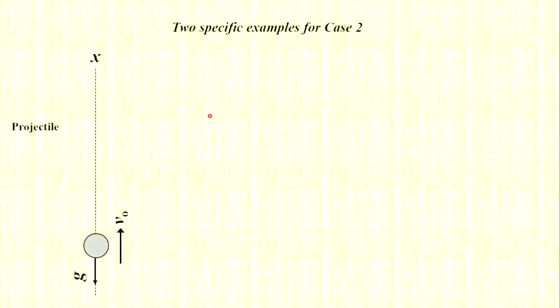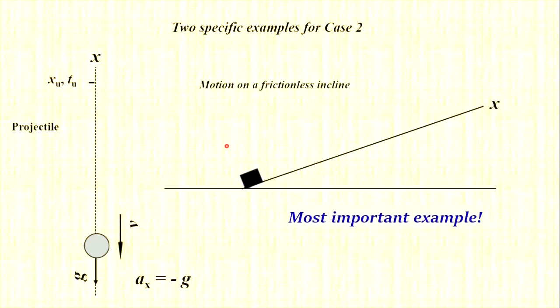Now, let us consider two specific examples of motion corresponding to case 2. The first example is vertical motion of a projectile. In this case, the object moves in such a way, and the x component of acceleration is equal to negative g, where g is free fall acceleration. The second important example is the motion on a frictionless incline. So the object first moves up, then stops and goes down.